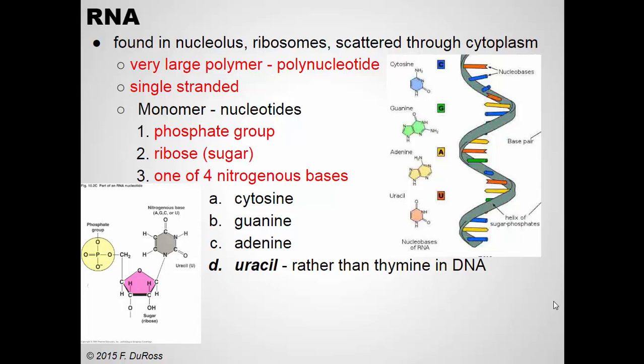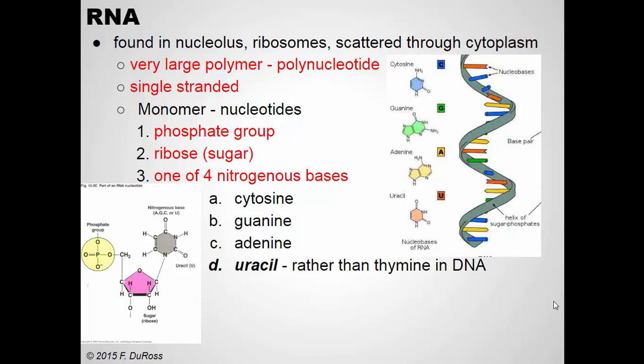It still has a sugar, a phosphate, and a base in each nucleotide. The sugar is different. It's ribose versus deoxyribose. And the bases are similar. Three of them are the same: cytosine, guanine, adenine, but then there's a substitute. DNA had a T, thymine, which was complementary to adenine. In RNA, there's a difference. There's uracil instead of thymine.